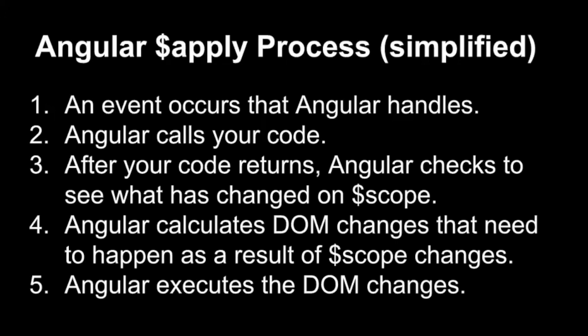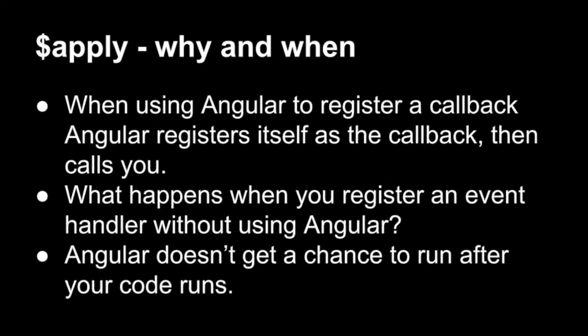So your HTML is a tree, right? And so the DOM is sort of the in-memory structure that represents that tree. So Angular calculates what changes to the DOM need to be made as a result of your scope changes, and then Angular executes those DOM changes. When you use Angular to register a callback, Angular actually registers itself as the callback and then calls you. So when you do ng-click and you click on something, it doesn't immediately call you. It actually registers itself as the click handler, and then that click handler calls the code that you said you want to run. And the reason why that's important is because after your code runs, Angular needs to have an opportunity to go change the DOM as a result of whatever changes you've made.